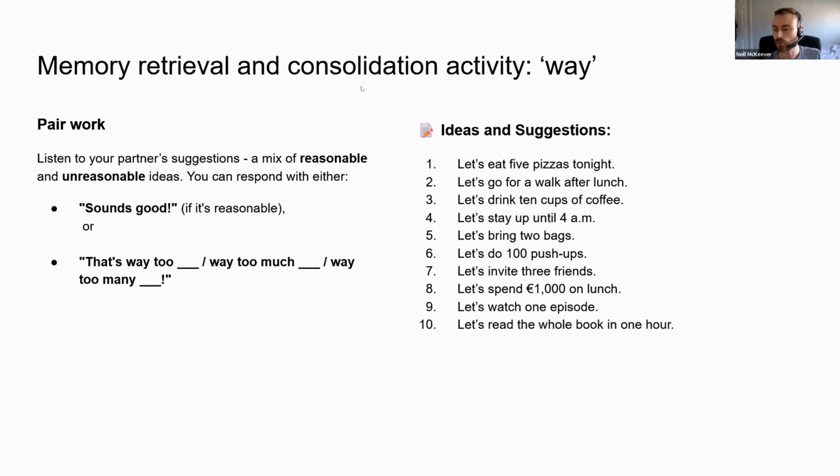activity. So they've already studied this word, and now this is one idea I did with them. It's a pair work, so I'm just going to keep it very simple. One student has to read the sentences you see on the right, and the other student has to react. They can respond with either sounds good or that's way too many. So for example, student A says, let's eat 5 pizzas tonight. Student B hears that and thinks, that's way too many pizzas.